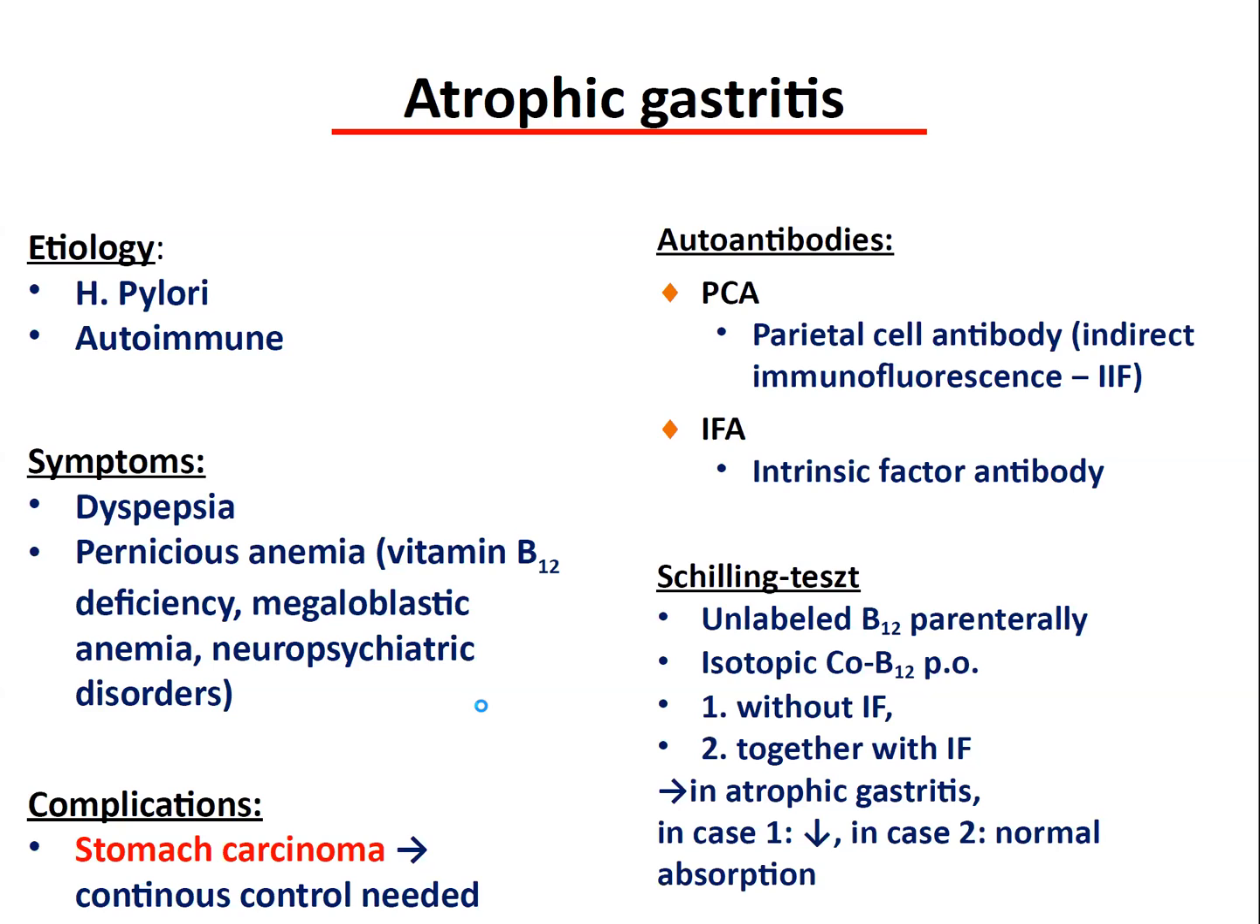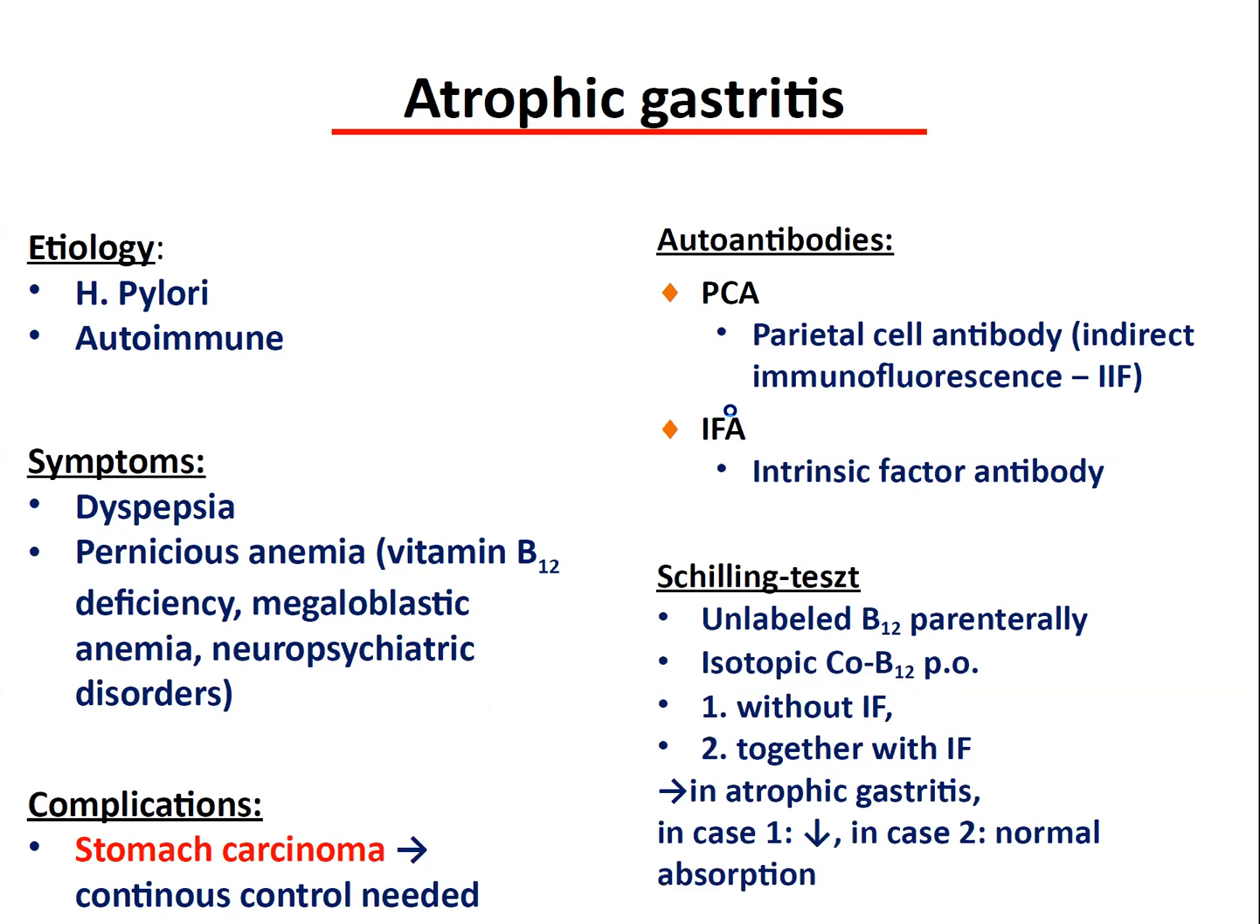Now, what kind of antibodies can be detected when we have an autoimmune mediated atrophic gastritis? The parietal cell antibody can be detected, for example, or the intrinsic factor antibody. These are the two antibodies that can be tested in atrophic gastritis. The Schilling test is not used today. It evaluates B12 absorption, and this test is performed if the patient has megaloblastic anemia. We are going to talk about it in the next semester.